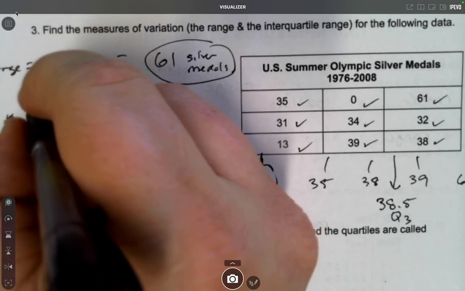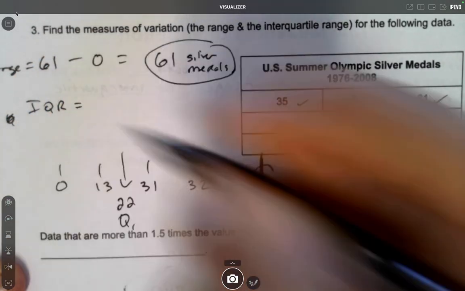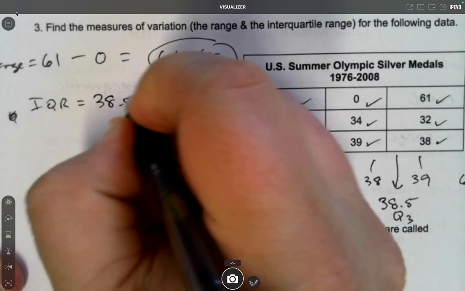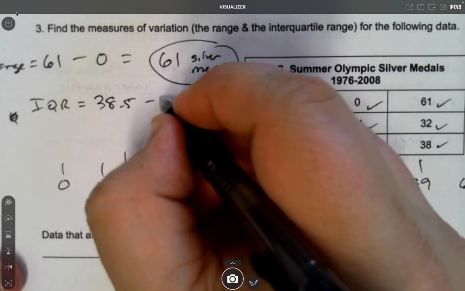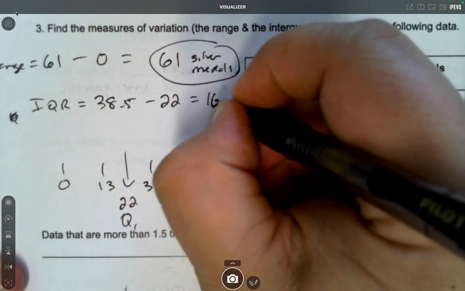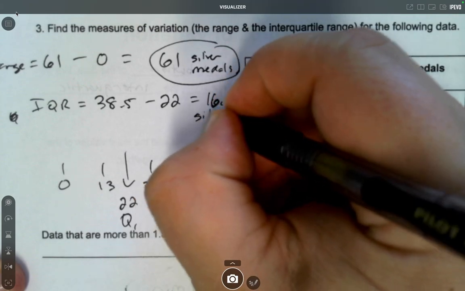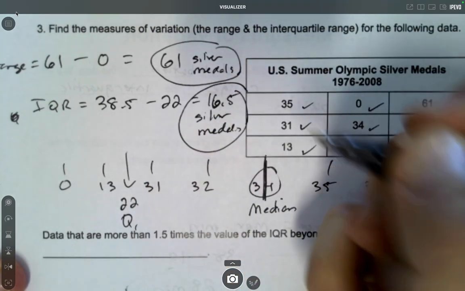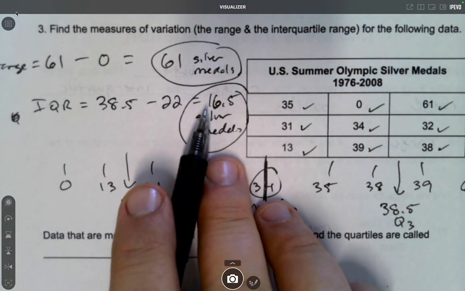The interquartile range is the third quartile, 38.5, minus the first quartile, which is 22, and that gives you 16.5 silver medals. So you can see how big of a difference there is between these two.